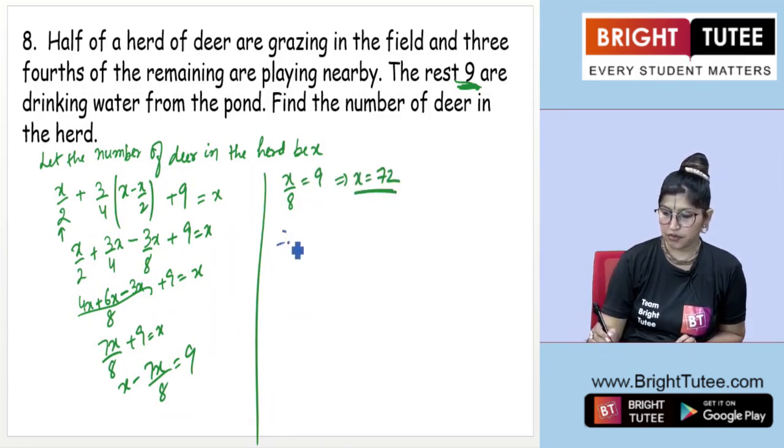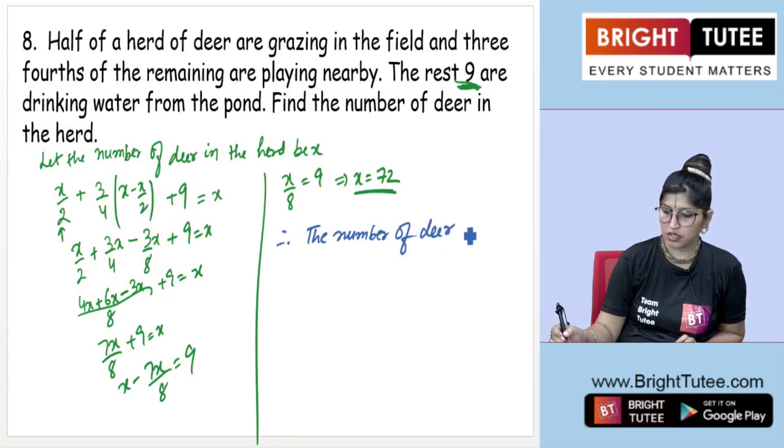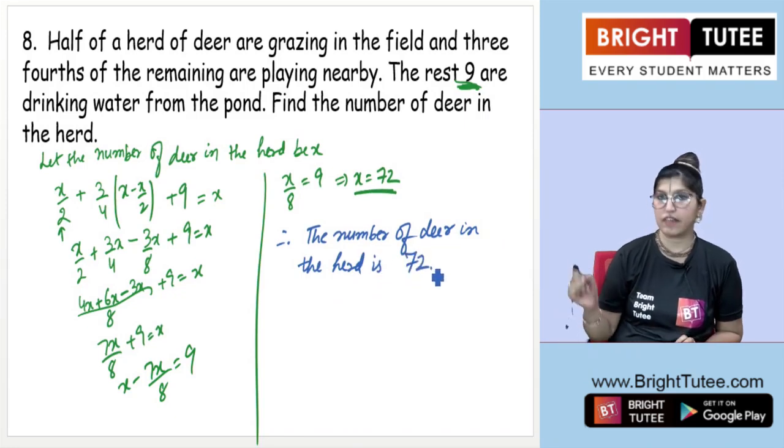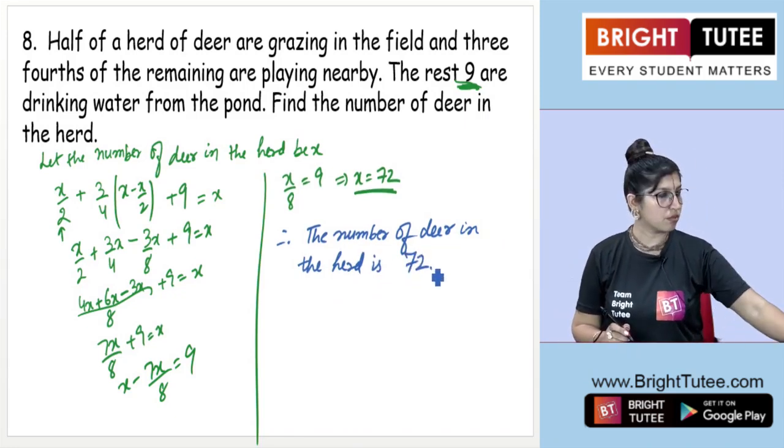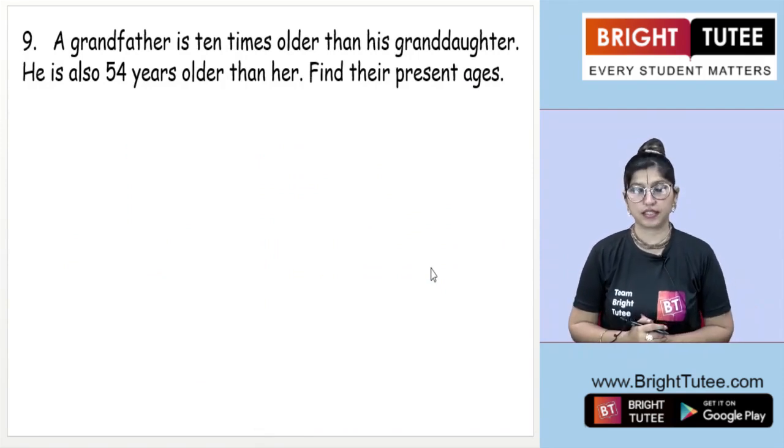It means therefore the number of deer in the herd is 72. Moving on to the 9th question of this exercise.